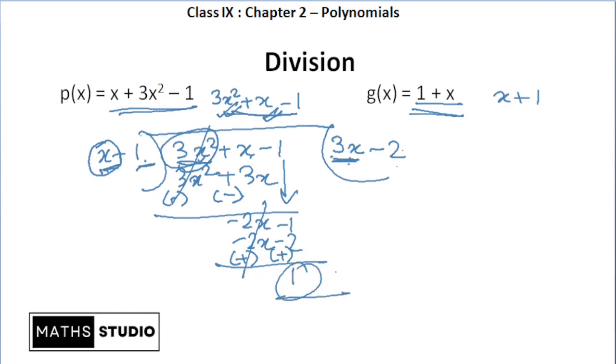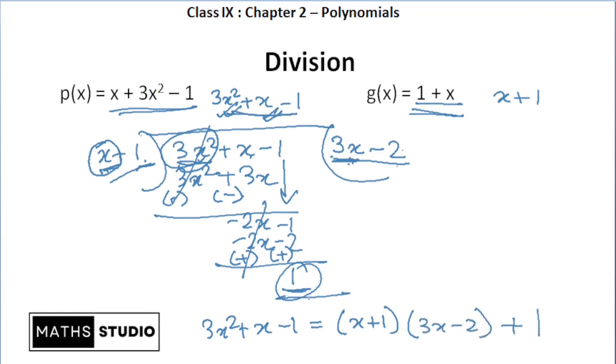So in this case, 3x minus 2 is the quotient, x plus 1 is the divisor, 3x square plus x minus 1 is the dividend, and 1 is the remainder. So we can also write it in this format: 3x square plus x minus 1 equal to x plus 1 into 3x minus 2 plus 1. Dividend equal to divisor into quotient plus remainder. If you simplify this and add 1 to it, you would get exactly the same thing over here.